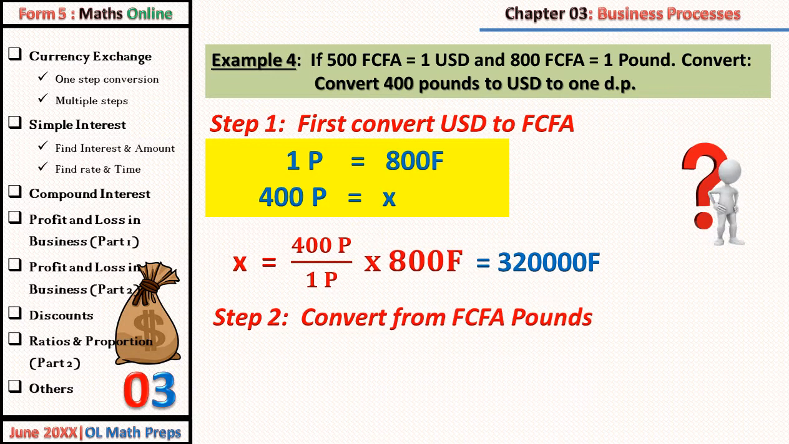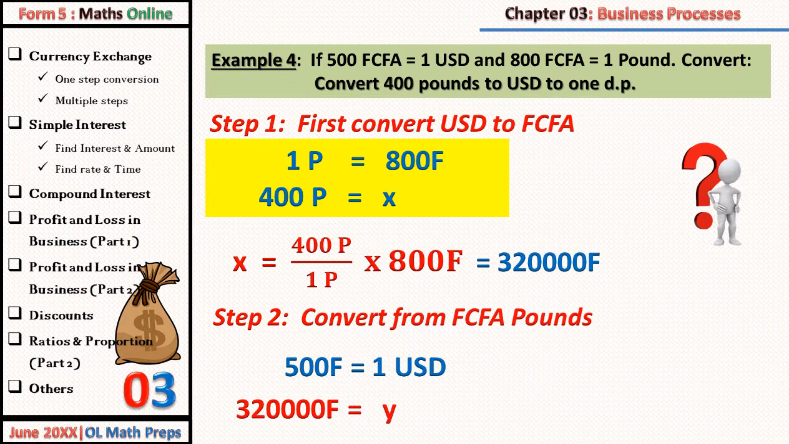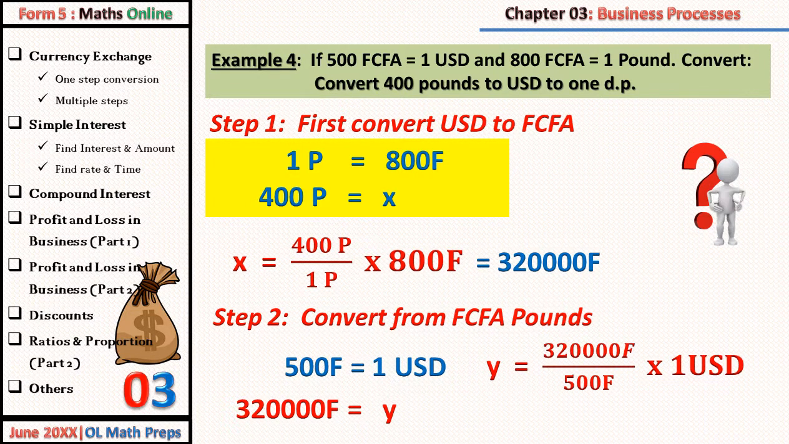We can now move to step 2, converting from francs to US dollars. And this gives us 500 francs equal to 1 US dollar. Therefore, 320,000 francs will be equal to, let's now call it Y, since we used X in the first one. And now solving for Y here, we'll have Y equal to 640.0 US dollars. Why the 0.0 US dollars? Because they have set it to 1 decimal place. So that decimal place must feature because it has a mark when it will be marked. So don't forget this particular part. Otherwise, you will not score everything.